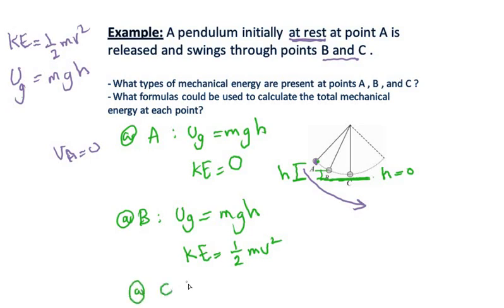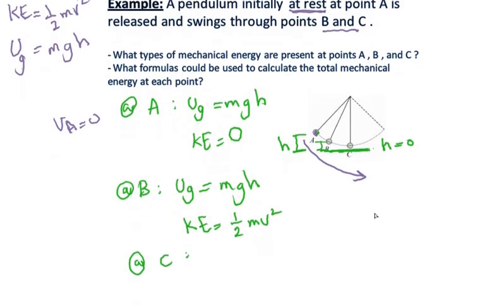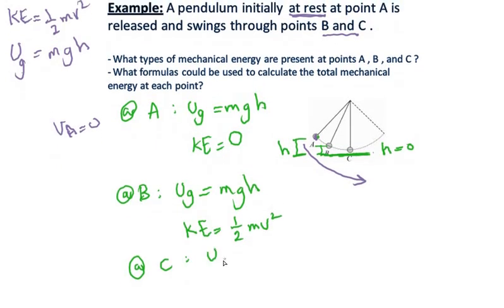Now at point C, it's the lowest point. The height at this point is 0. So we can say that Ug at this point equals 0 because it's mgh and h is 0 here. Ke is equal to half mv squared because the object is moving at point C and it will continue its way up to the maximum height here. So there is velocity and it is the maximum.